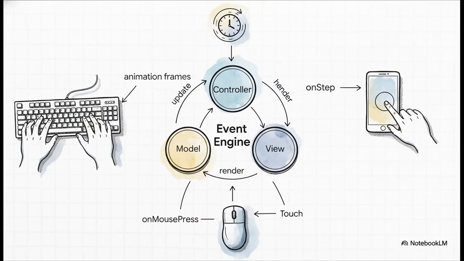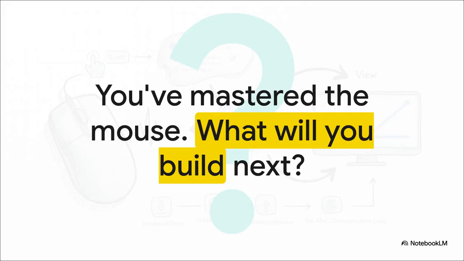And that's because the exact same logic applies to pretty much everything else. A keyboard press? Well, that's an event that triggers an onKeyPress handler. An animation that needs to update 30 times a second? That's just a timer event firing an onStep handler. A finger swiping across a phone? Same deal. You haven't just learned how to handle a mouse, you've learned the fundamental pattern for handling almost any kind of user input.